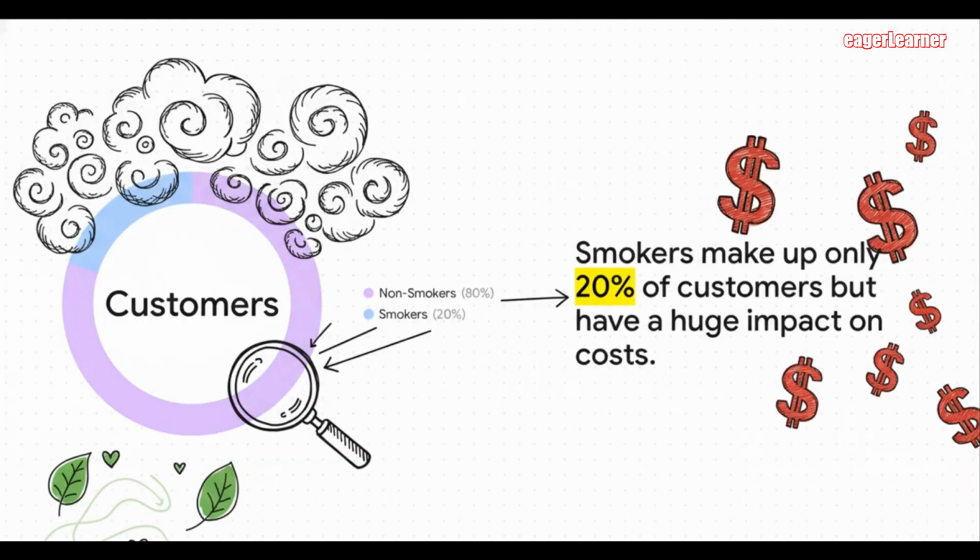Now, what's really interesting is that you might think, oh, there must be a ton of smokers in this data. But nope, they're actually a minority. Only about 20% of the people in our case file are smokers. But even though there aren't that many of them, they are having this massive impact on the costs. That is a giant clue right there.